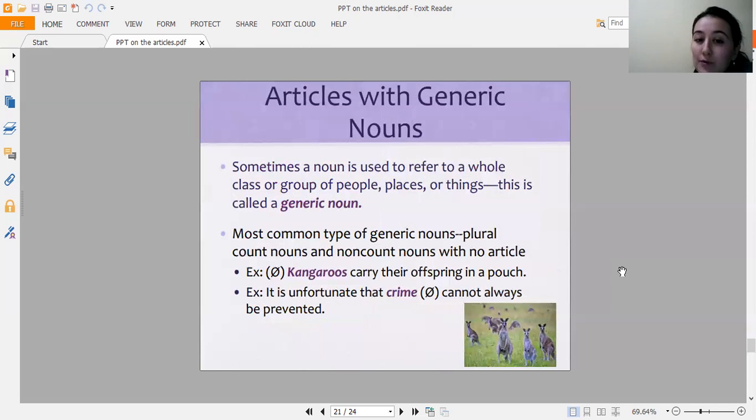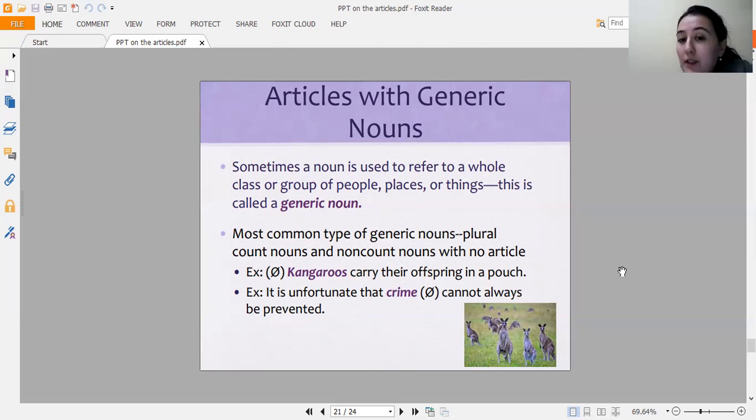Articles with generic nouns. Sometimes a noun is used to refer to a whole class or group of people, places, things. This is called a generic noun. So a collection or group of people or things or animals. The most common types of generic nouns are plural countable nouns and non-countable nouns with no article. Kangaroos carry their offspring in a pouch. So kangaroos are a group of animals, yes? That's why no article is put here.